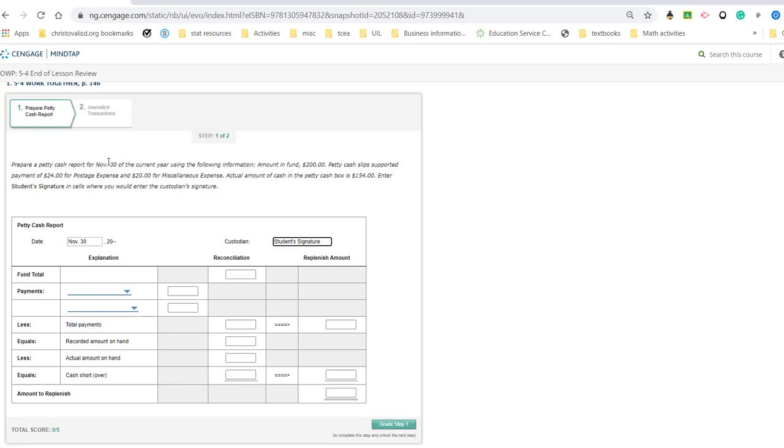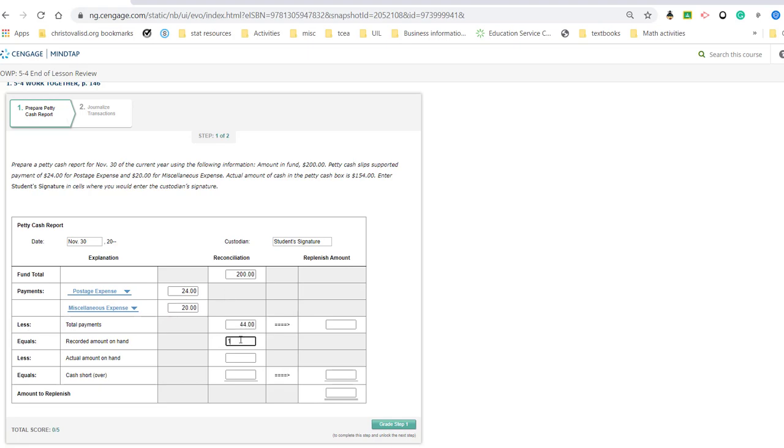Now, it says at the beginning of the month, the amount of the fund is $200, so that's the starting amount. And the petty cash slips, the ones that were put in the bucket or in the box, show that it was used for postage expense and for miscellaneous expense. It says postage was $24, and miscellaneous is $20. So that means we used a total of $44.